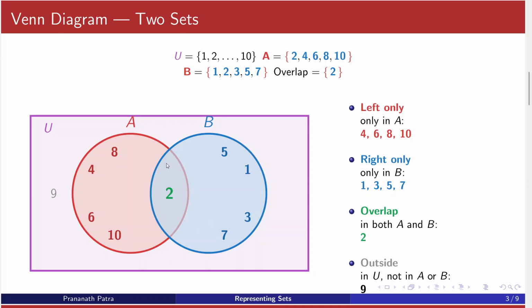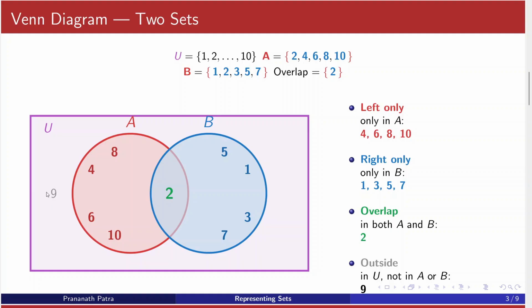Now, look at that middle section where the red and blue circles cross. This is the overlap. Elements here must be in both set A and set B. The only number that fits this description is the number 2, so it goes right in the center. Finally, what about numbers that are in our universal set but are not in A and are not in B? They belong on the outside. Look around the empty space inside the rectangle. The number 9 isn't in set A and it isn't in set B, so it sits outside both circles.